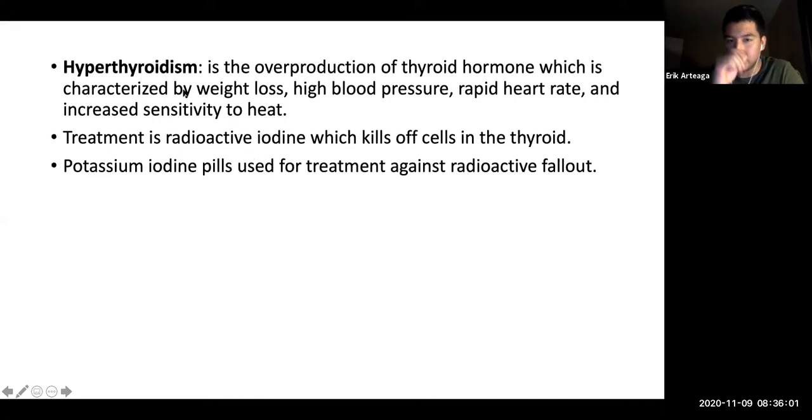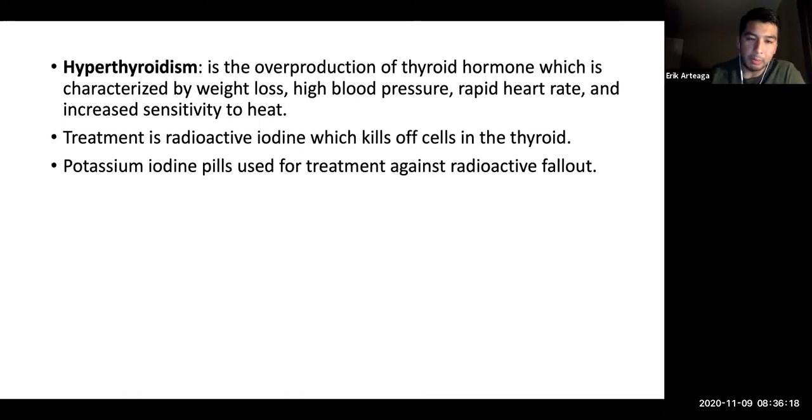So the symptoms are the opposite, right? So hyperthyroidism, think of hyperactive, overreactive thyroid. Again, you have weight loss, high blood pressure, rapid heart rate, and increased sensitivity to heat. So you're going to be sweating a lot, sweating profusely. So think of increased metabolic rate.